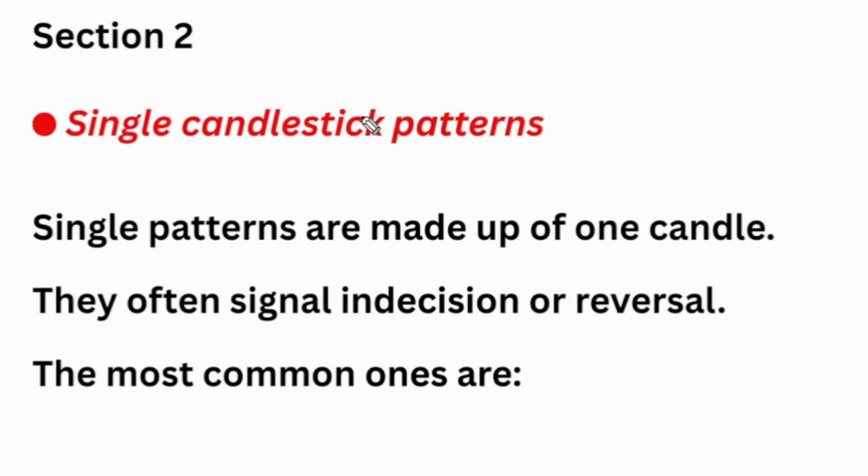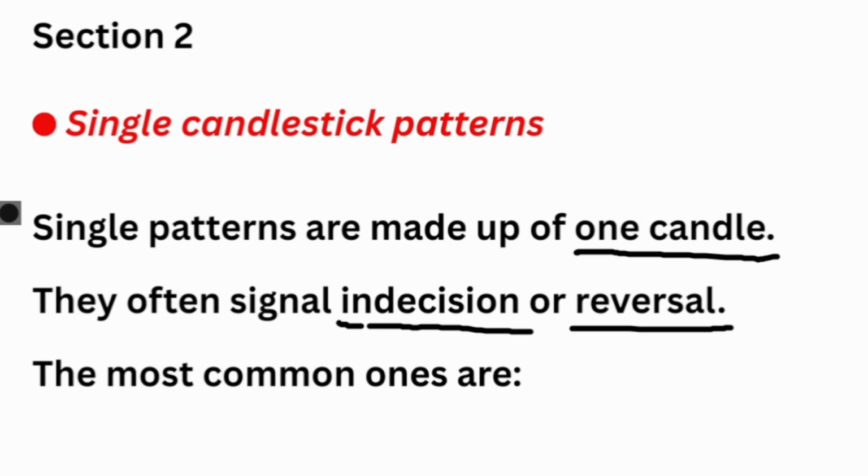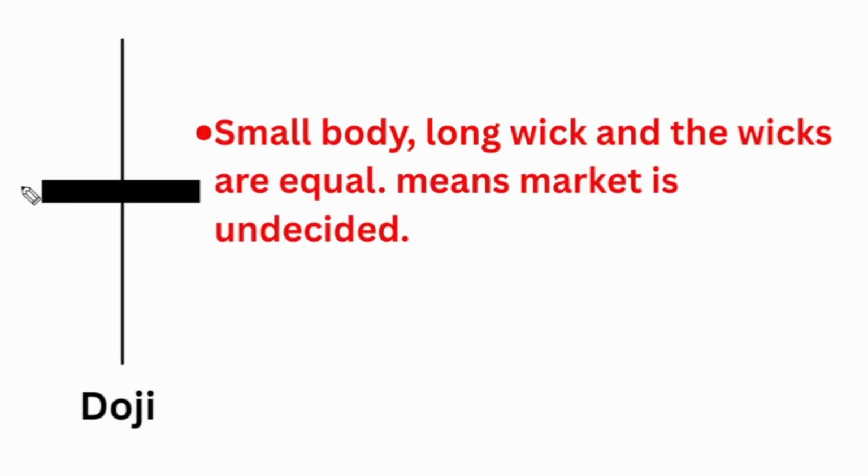Section 2. Single candlestick patterns. Single patterns are made up of one candle. They often signal indecision or reversal. The most common ones are doji: small body, long equal wicks, means the market is undecided.